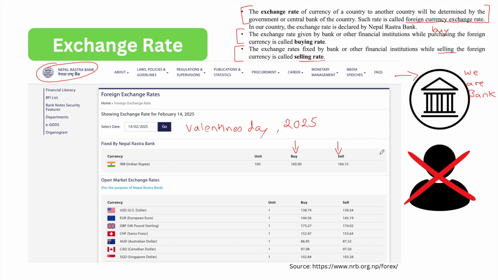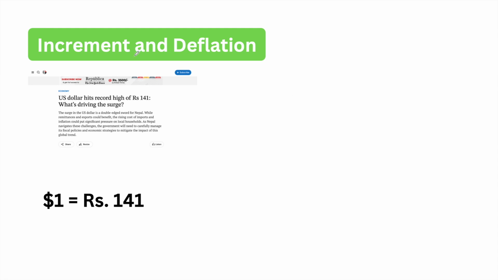And now moving forward to another slide, we learn about increment and deflation. So increment basically means increase, and deflation basically means decrease. So if increment is happening, the value increases, and if decrement is happening, the value decreases. Here from the news, US dollar hits record high of 141 Nepalese rupees. So from this I have written $1 is equal to Nepalese rupees 141.